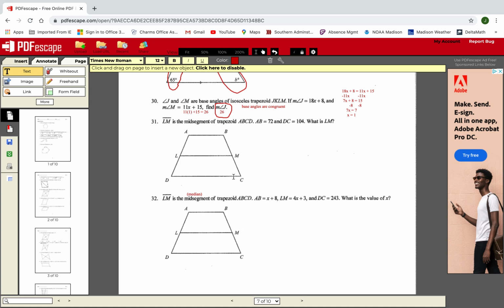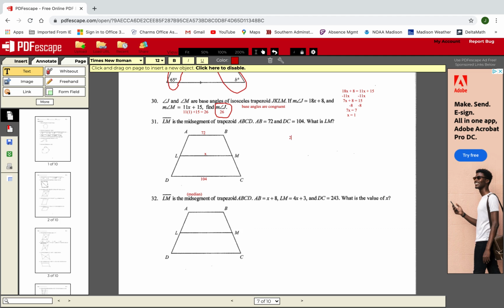The midsegment is half the measure of the sum of the bases. So let's put the information on the pieces. For 31, that top base is 72. That bottom base is 104. And we are looking for LM.